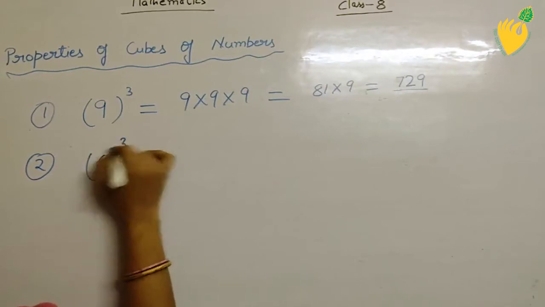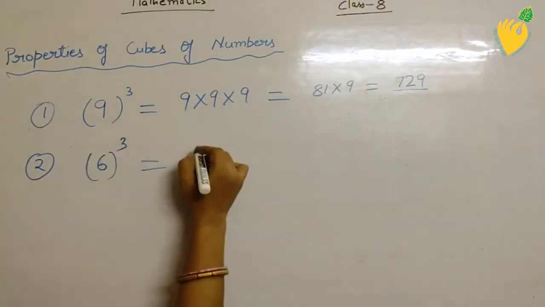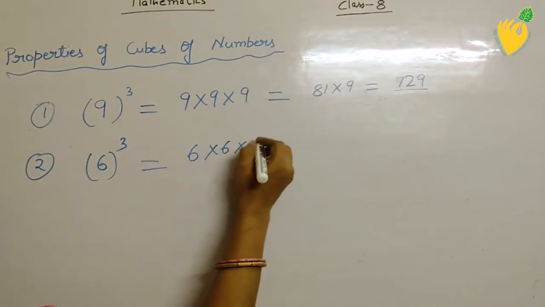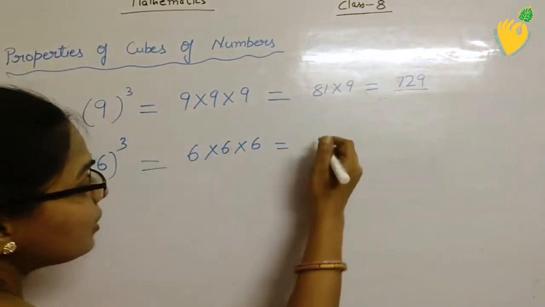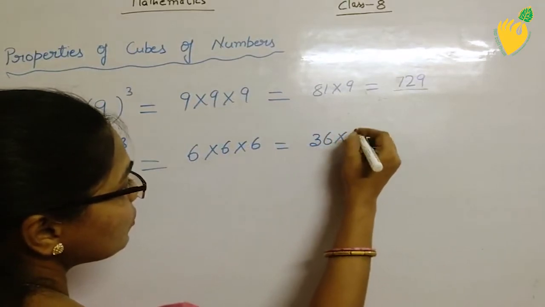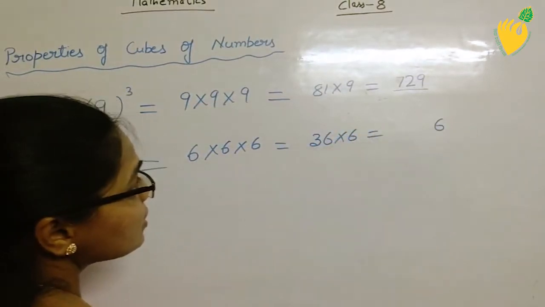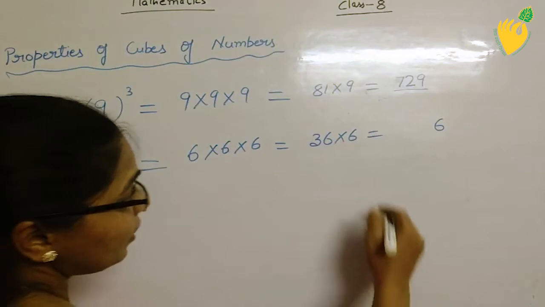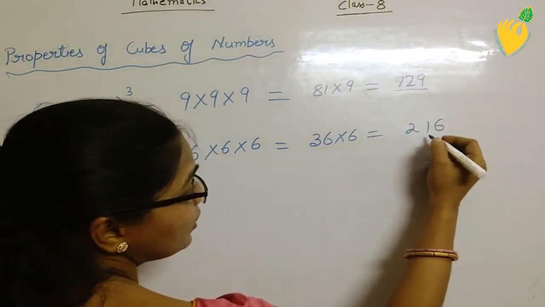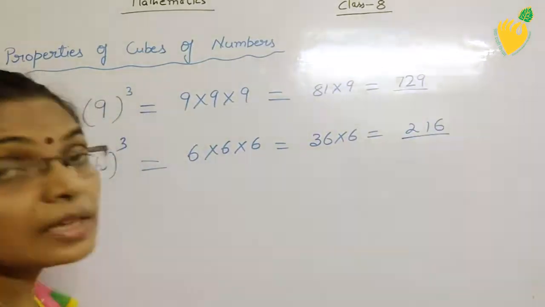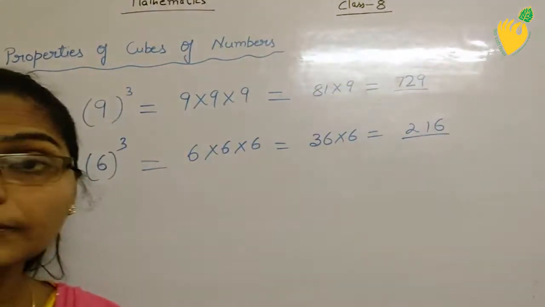Suppose I have taken 6. So 6 into 6 into 6 will be an even number. 6 sixes are 36, 36 into 6 is 216, and 216 is an even number.